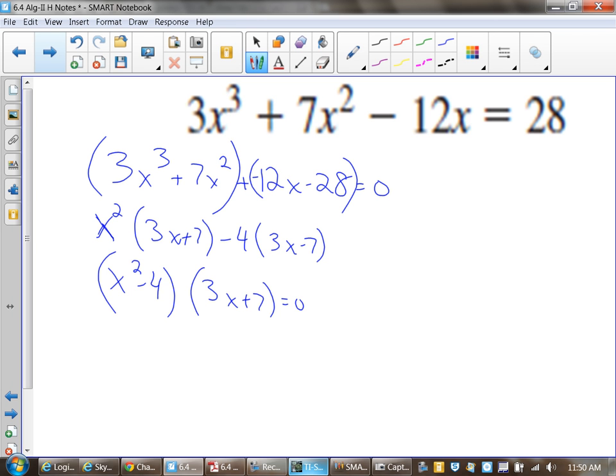So far, so good? Plus or minus 2 and negative 7/3? Yes, sir. Plus or minus 2. This would be a positive. Yes, we subtract 7 divided by 3.